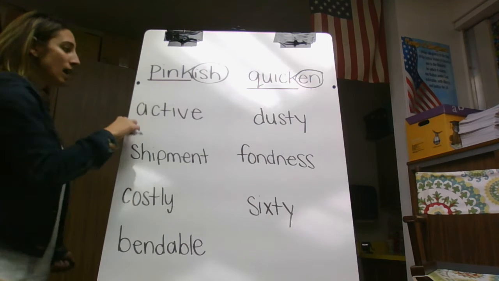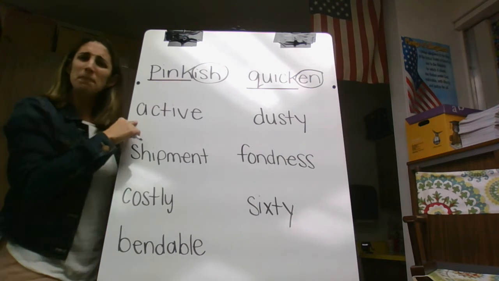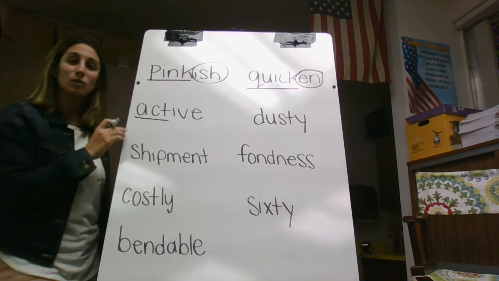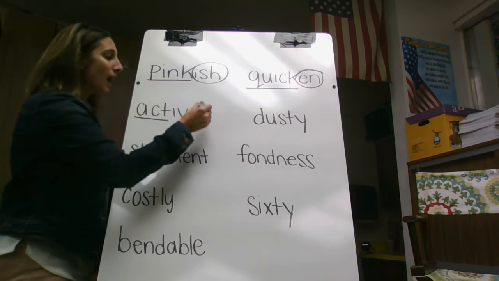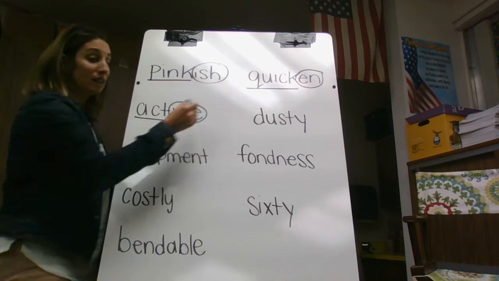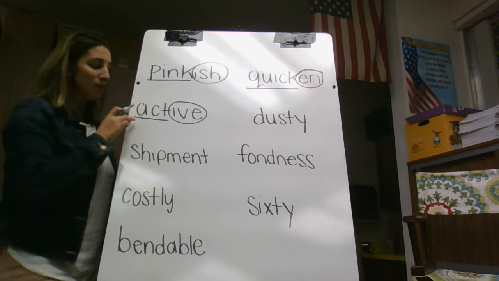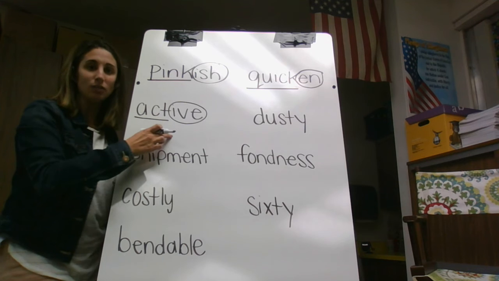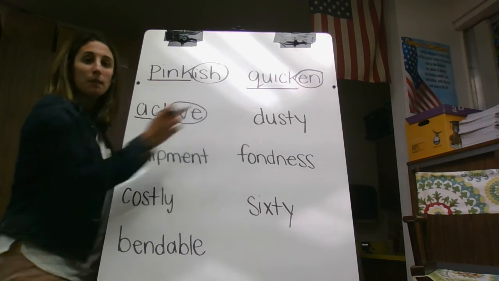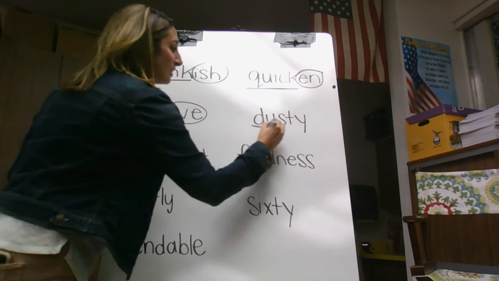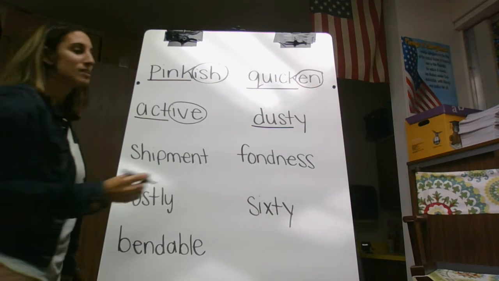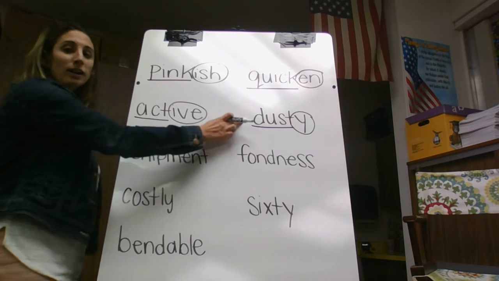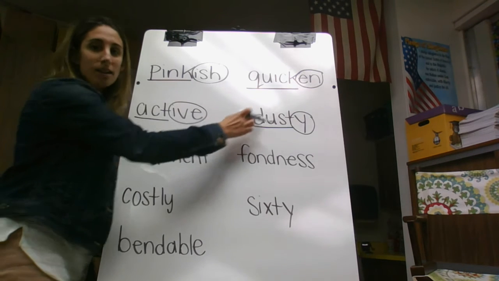Very good. This word, what's my base word? Act, right. What's my suffix? ive. Base word, act. Whole word, active. Good job. Try this one. Base word, dust, right. Suffix, y. Base word, dust. Whole word, dusty.